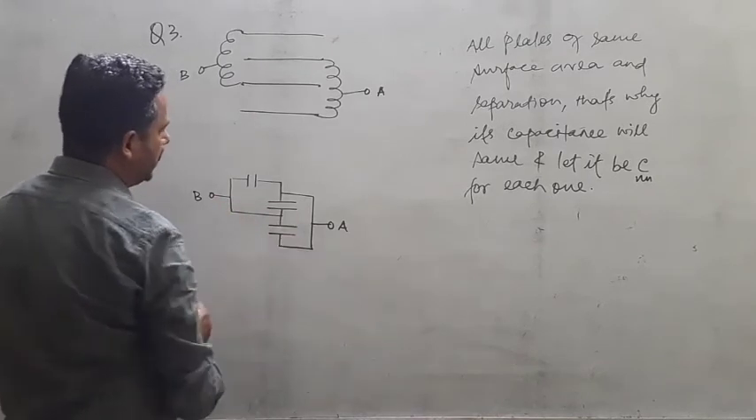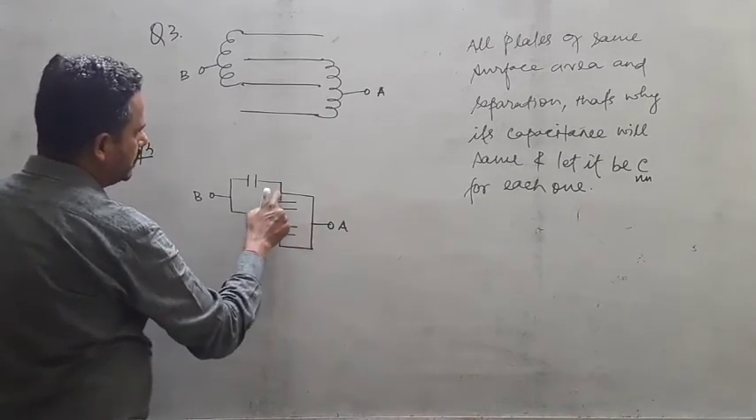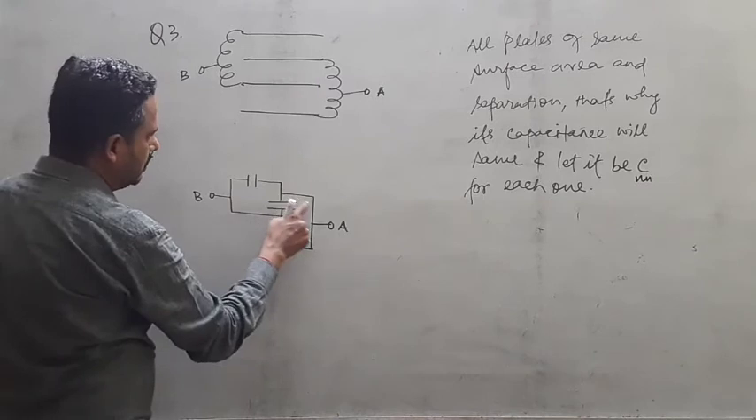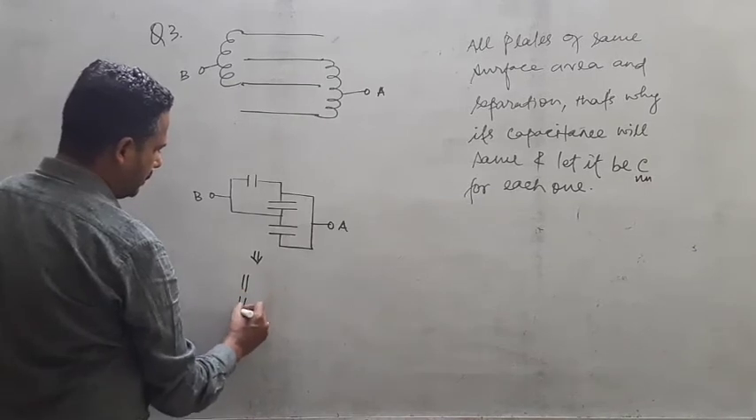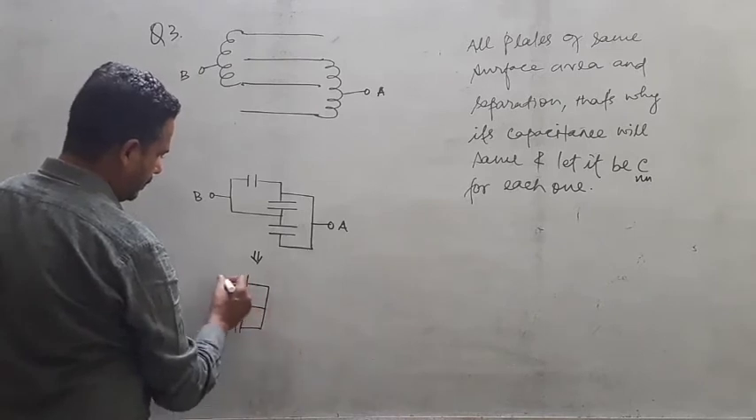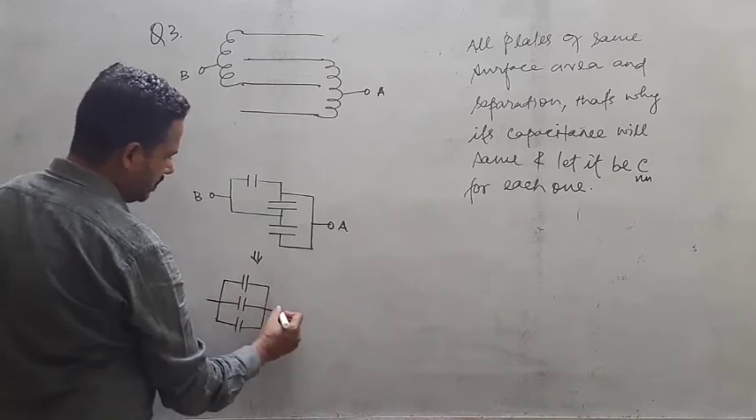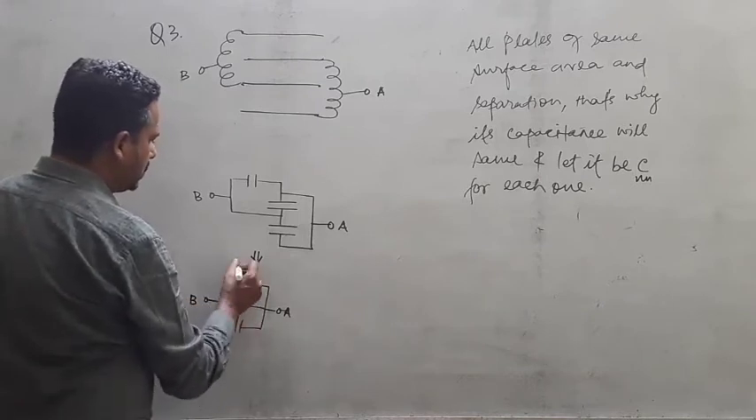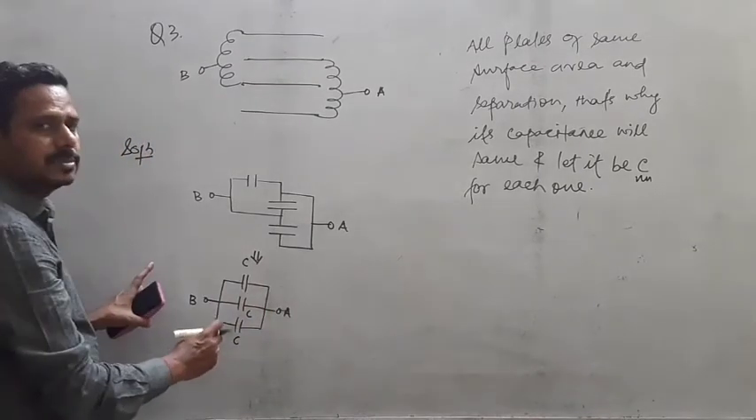So how is it connected? You can see that the first plates of all of them are connected together, the second plates are also connected together, and one terminal is common. That means whenever you think about it, it is like that. This one is your terminal A and this one is your terminal B. That means all your capacitors are connected in parallel.